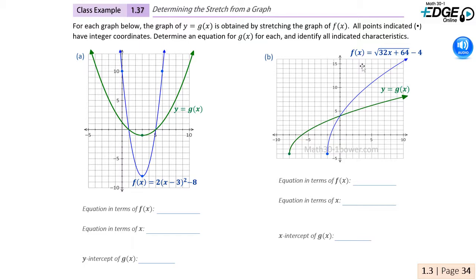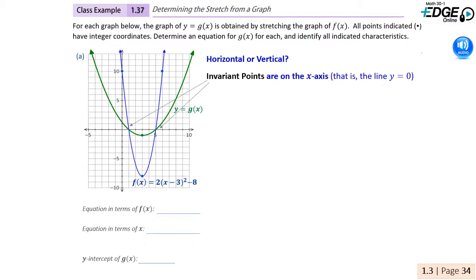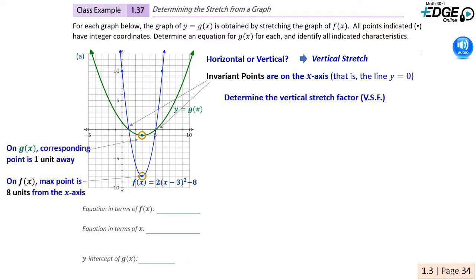That 2 will have an effect on our equation in terms of x, but will not appear in the equation in terms of f of x, as we'll see later. For now, let's determine whether this is horizontal or vertical, and by what factor. Because our invariant points are on the x-axis, we can determine that this has been a vertical stretch. By comparing the vertices, the first at negative 8 and the second at negative 1, we can see that the negative 8 has been multiplied by 1/8 to become negative 1.